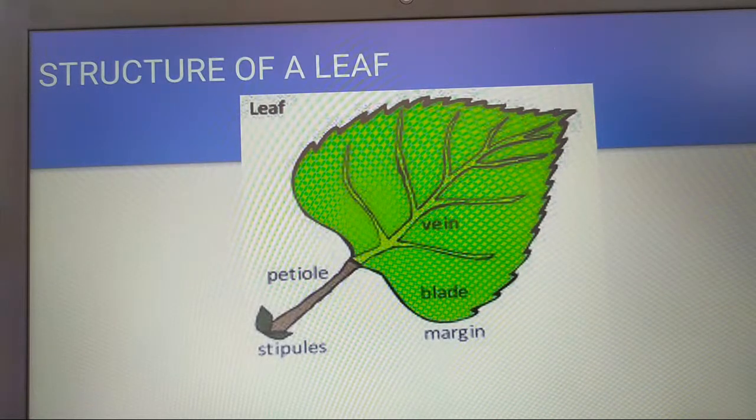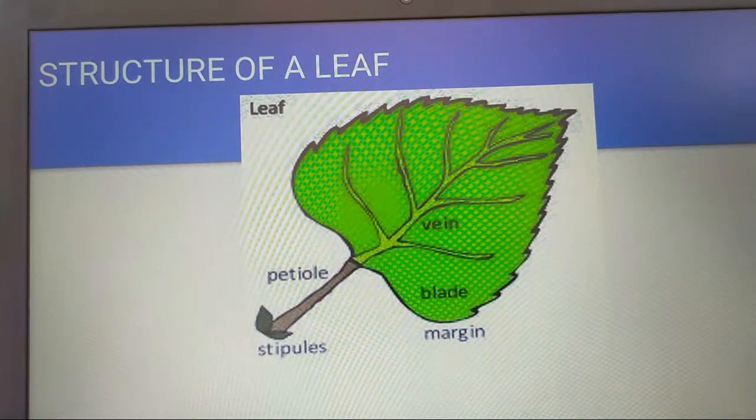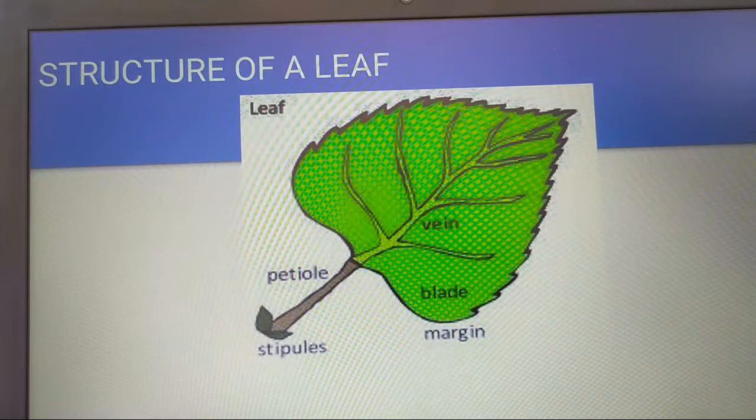The central vein is also known as midrib, and many lateral branches arise from the midrib. As you can see in the module, from the main vein, the center vein, there are different other veins, the branch veins, which are arising. These are called veins, which further branch out to form veinlets.